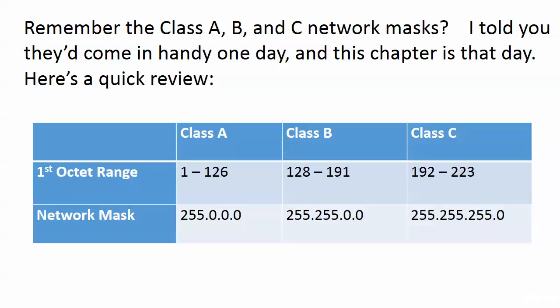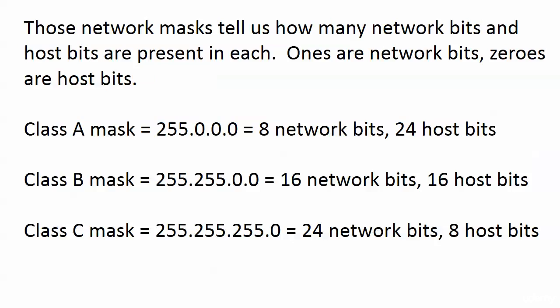Class B, that first octet range is 128 through 191. The network mask is /16, and Class C, that first octet range 192 through 223, and the network mask being a /24, or of course 255.255.255.0. See, it is a lot easier to say /24. So why am I bringing these up right now? There's got to be a reason.